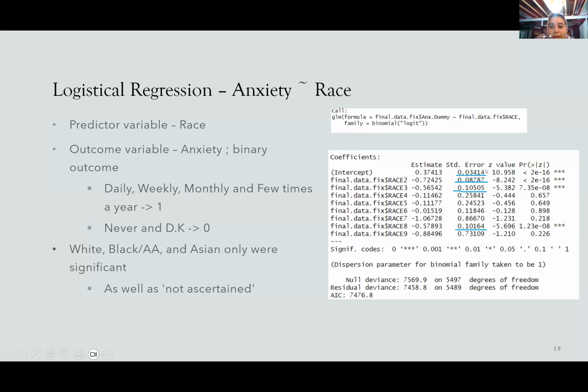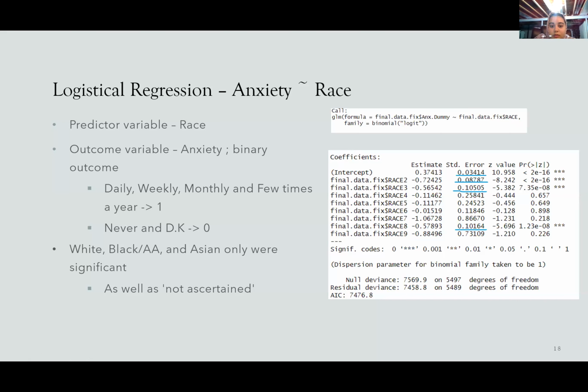So here we see that for white, about 3.4% of the variability in anxiety prevalence can be related to race. For Black, it's slightly higher, it's 8.7%, and for Asian only it was 10.5%.